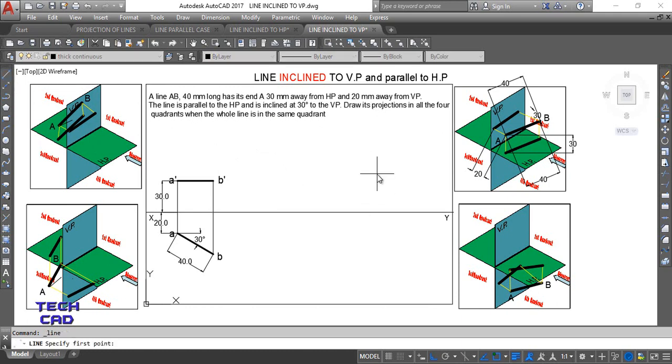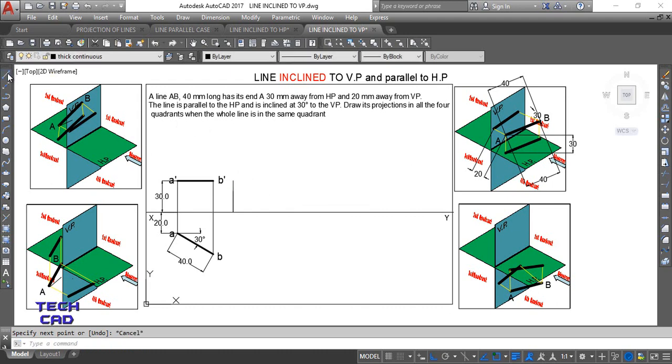Okay, now take a line, come over here, start from here, above HP it is 30, done. Again take a line, and if it is in front of VP, then your top view comes downwards, but in this case this is the second quadrant, so your top view also goes above. Okay, so 20 mm, so this is done.